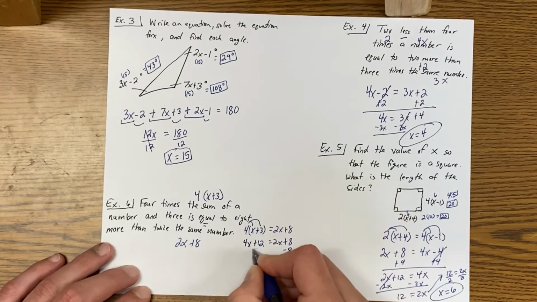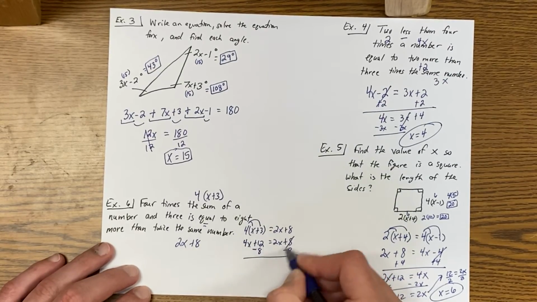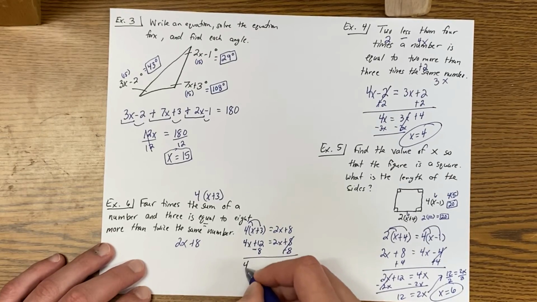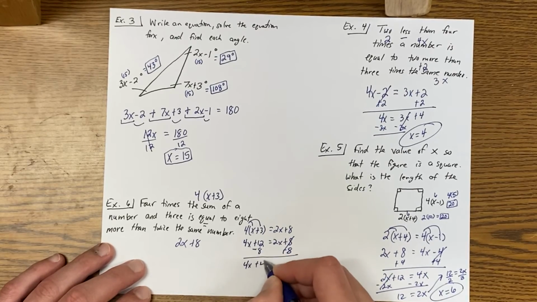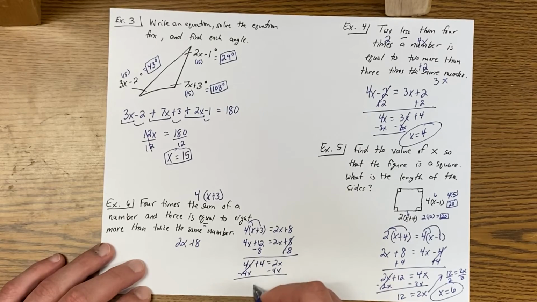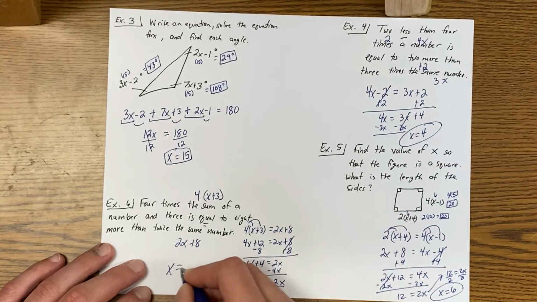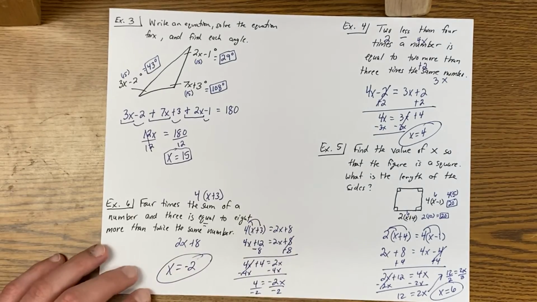So minus 8, minus 8. Those 8's cancel. This is 4x, 12 minus 8 plus 4 equals 2x. Now I want to move the 4x over here. So subtract 4x. Those 4x's cancel, and I get 4 equals 2x minus 4x, meaning negative 2x. Divide both sides by negative 2. So I would end up with x equals negative 2.